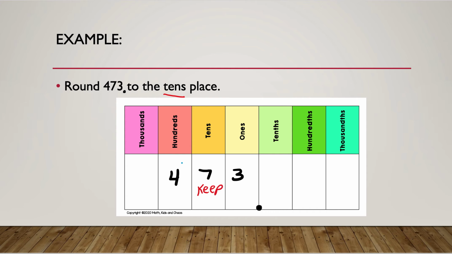We want to look to the right of that. And I see a 3. So remember, 5 or more, and we add 1 to the keep place. Less than 5, which is what we have here, the keep place stays as it is. So it stays at 7. And anything to the right becomes a 0. All right, so we end up with 470 as our final answer. All right, let's do a couple more.